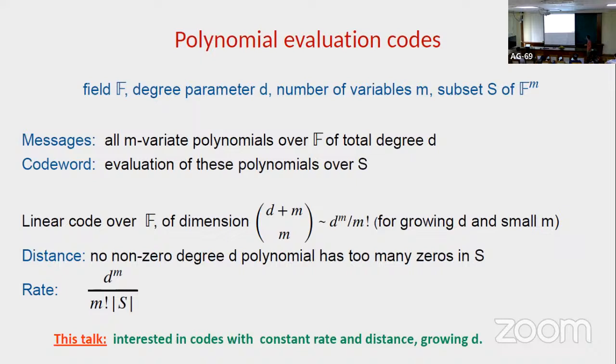Okay, and in this talk, like I said, we are going to be interested in the setting where d is growing, m is a constant, and I would like the rate and the fractional distance also to be constant. So we would like codes such that this quantity is a constant, meaning size of S is roughly some constant times d to the m over m factorial. And no non-zero degree d polynomial has more than a constant fraction of zeros. So think of 0.1 fraction. I want a set S so that every non-zero degree d polynomial has at least 0.1 fraction non-zeros on the set.